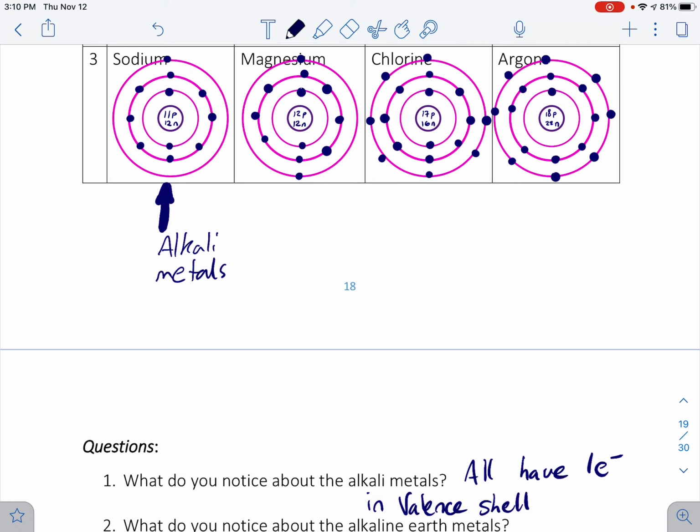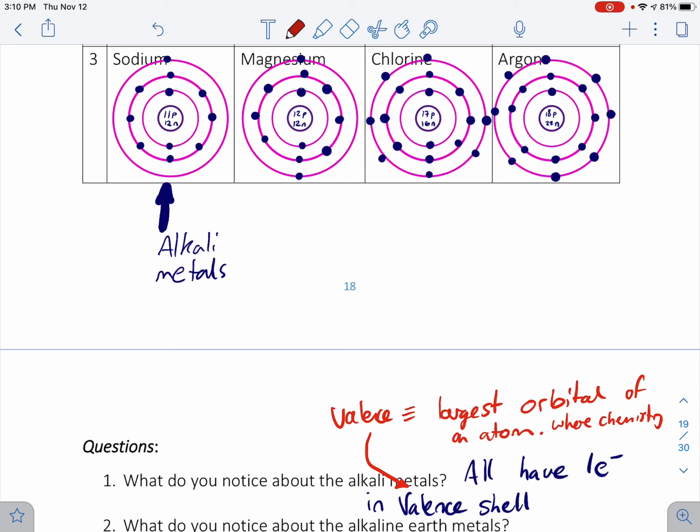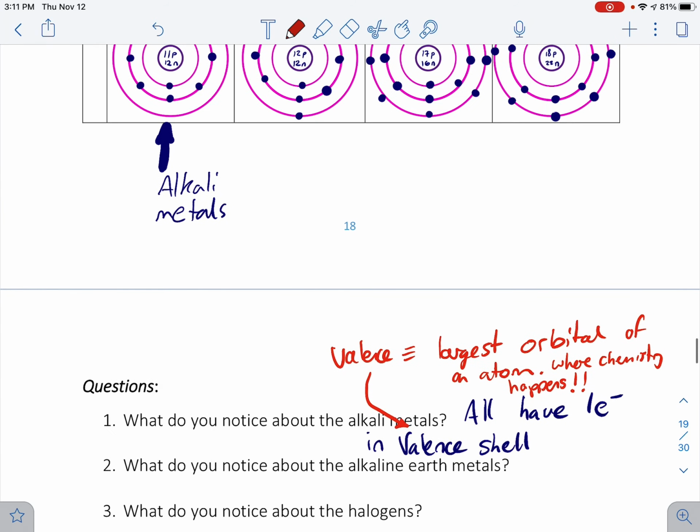And then if we haven't mentioned valence before, let's get into that right now. So valence, this is the largest orbital of an atom. The valence shell is where all the chemistry begins and ends. No chemistry happens in anything except for the valence shell. So where chemistry happens. That's super important. So the valence shell is really key to the behavior of an atom.